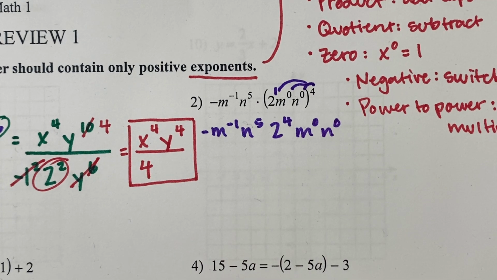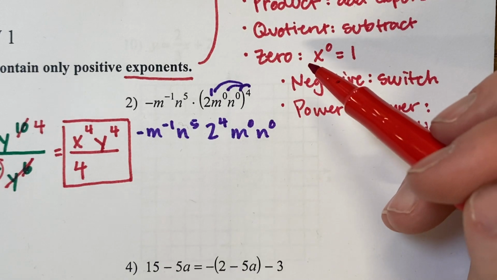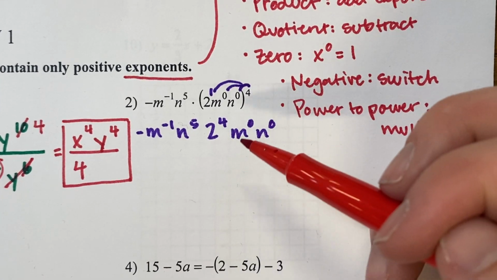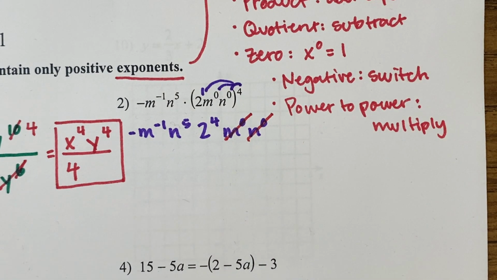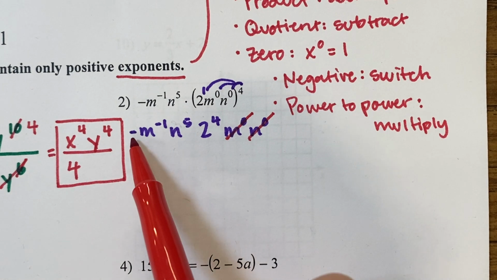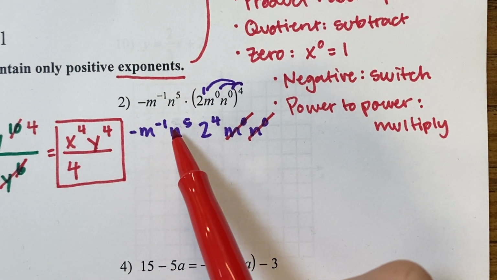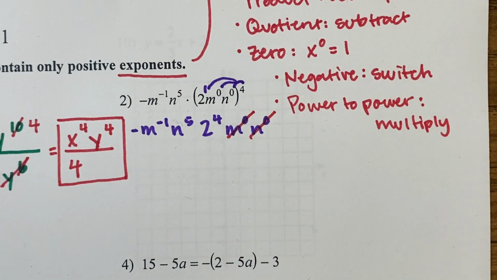All right. One thing that always jumps out at me are the zeros. Okay, remember the zero rule is anything to the 0 power is just 1. And when you're multiplying by a 1, it doesn't change anything. So those technically just cancel out. Okay, so we're left with this -m to the -1, n to the 5th, and 2 to the 4th.